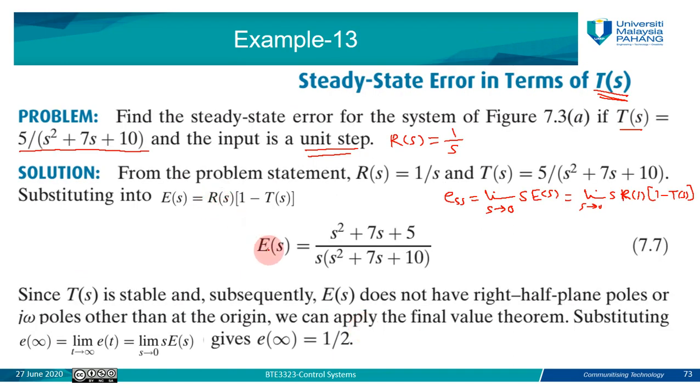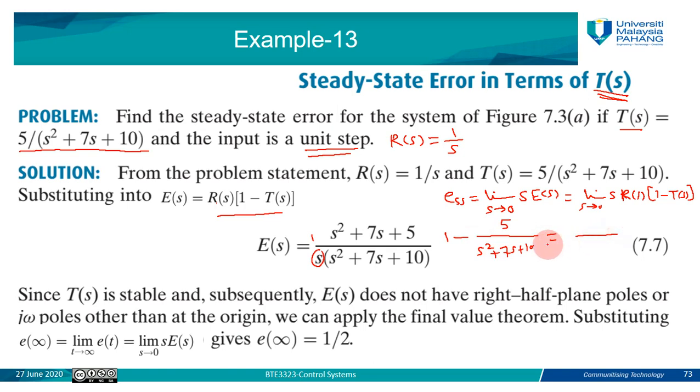So ES here will equal what? ES equals s square plus 7s plus 5 over s times s square plus 7s plus 10. Where did we get it from? Just substitute here: RS equals 1 over s, so it is 1 over s, and this is the s for RS, times 1 minus TS. You just find 1 minus TS, which we got from 1 minus 5 over s square plus 7s plus 10. You just solve this one.